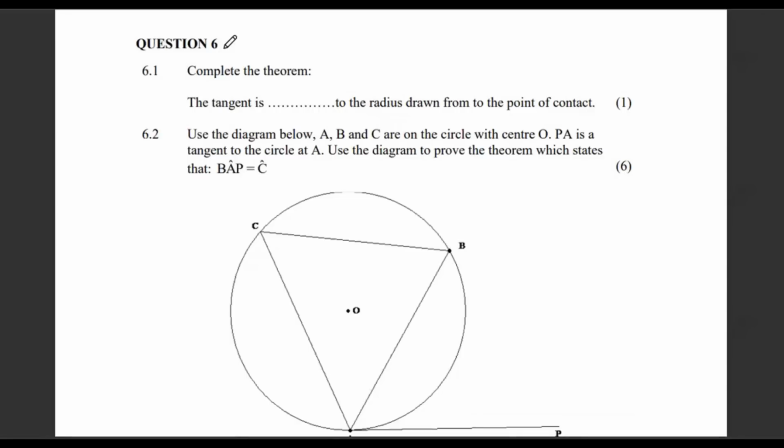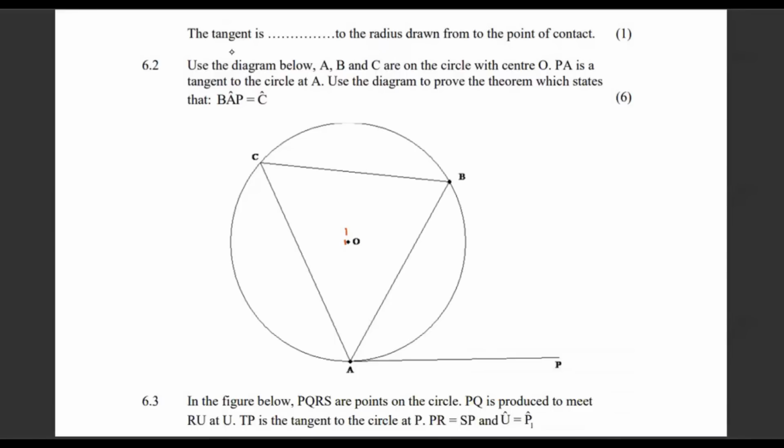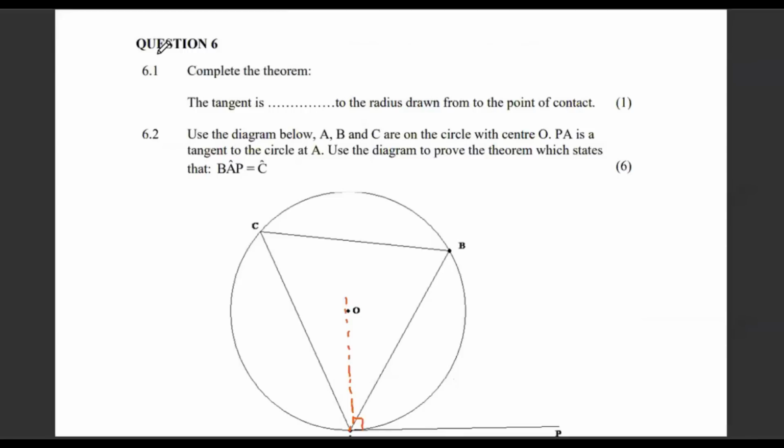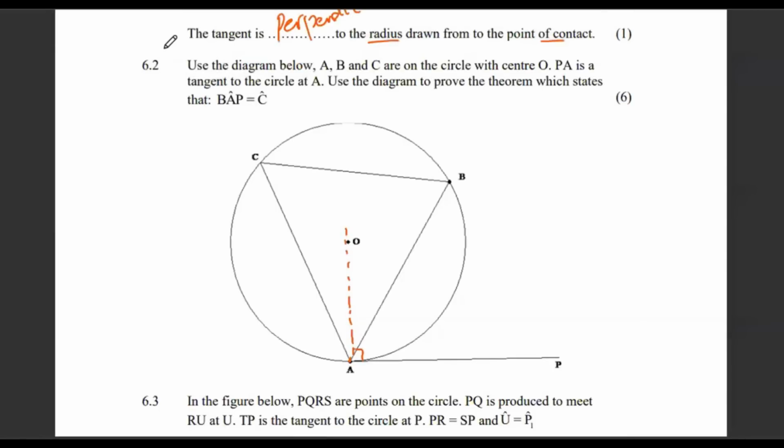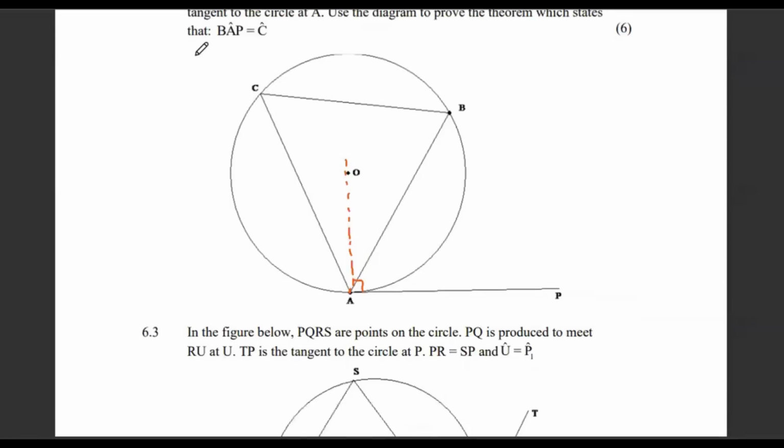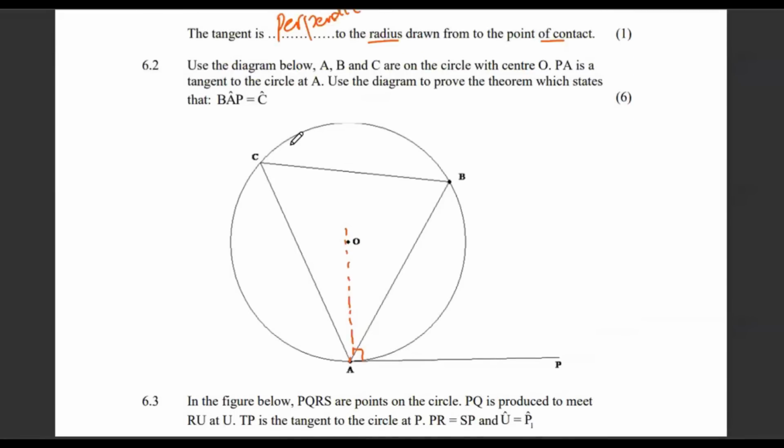So if we have, okay, let me use this drawing. The tangent and the radius must be perpendicular. We can't say anything else. So the tangent is perpendicular to the radius drawn from the point of contact. I think that's what the question wanted. Then 6.2, use the diagram below, ABC on the circle with OPA is a tangent. Use the diagram to prove the theorem which states that BAP, this angle here, if this is our X, can we prove that it's the same as C?